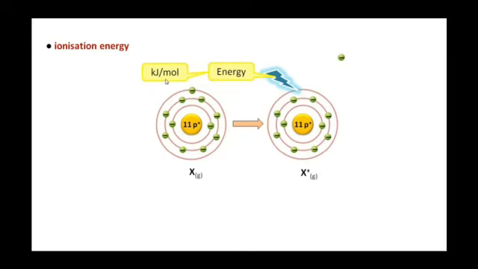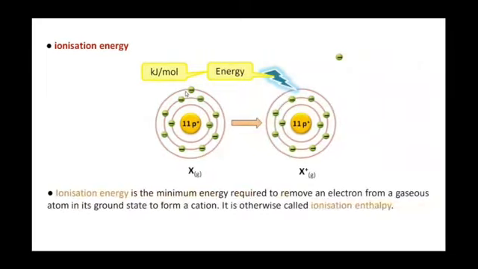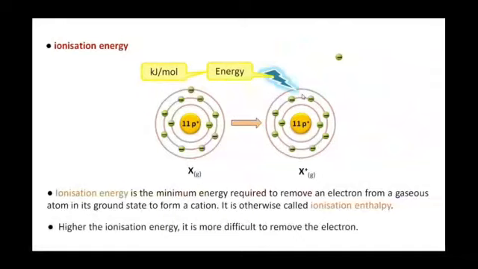in kilojoule per mole. Hence, the definition for the ionization energy is the minimum energy required to remove an electron from a gaseous atom in its ground state to form a cation. It is otherwise called ionization enthalpy. If the ionization energy is higher, then the removal of electron from an atom will be difficult.